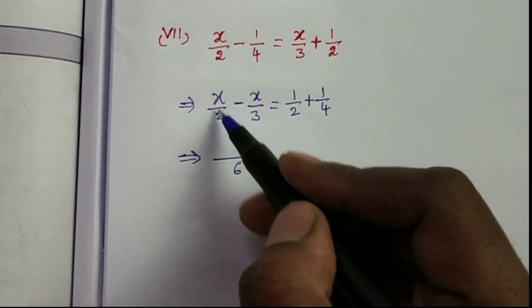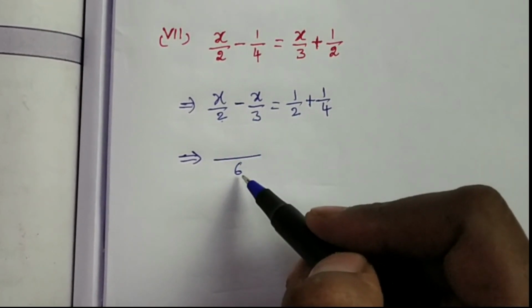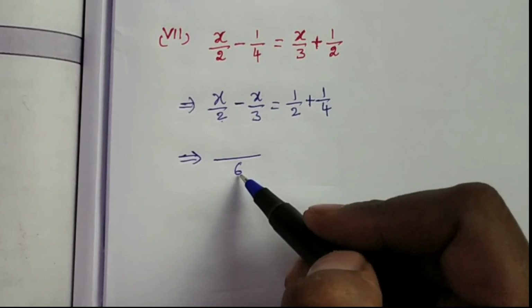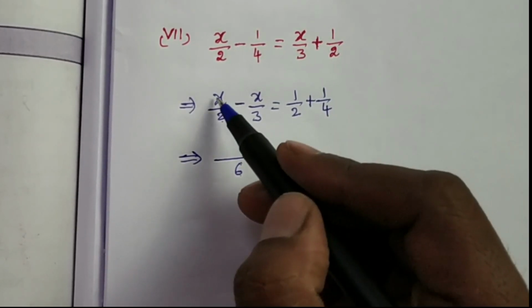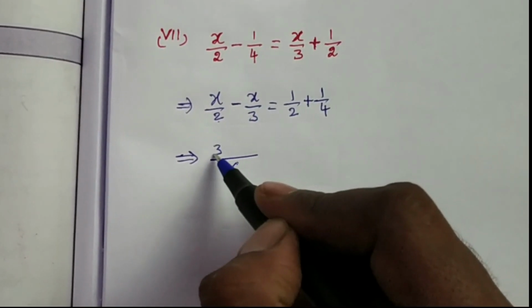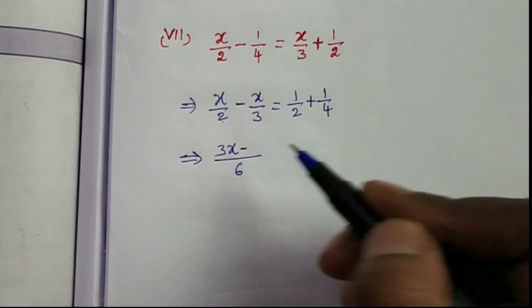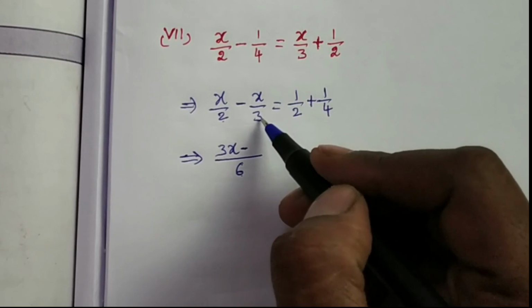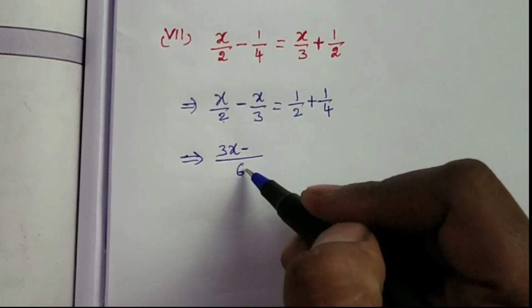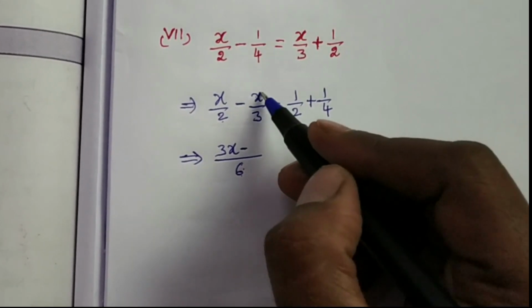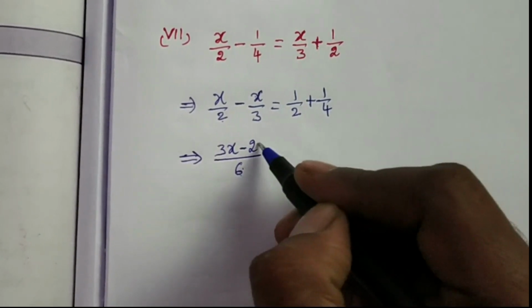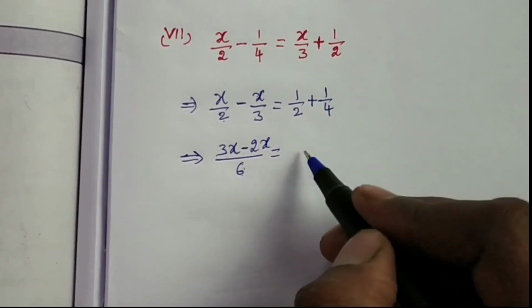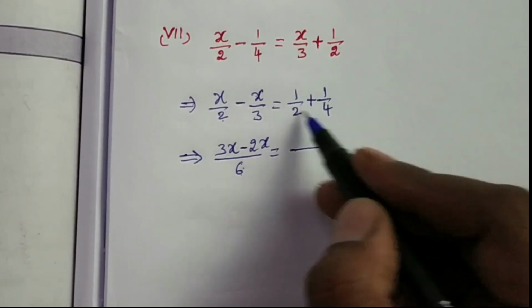In the first term the denominator is 2. 2 in 6, then LCM 6. 3 times will cancel. 3 into this numerator, 3 into x, 3x, minus, in the second term the denominator is 3. 3 in LCM 6, 2 times will cancel. 2 into this numerator x, 2 into x, 2x, is equal to, do the LCM of these two numbers.